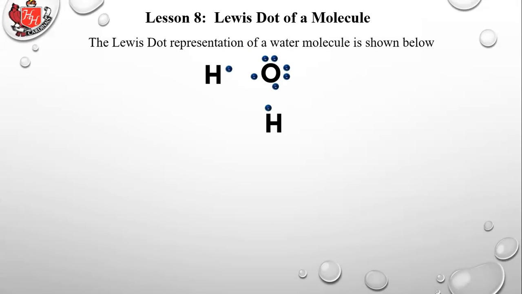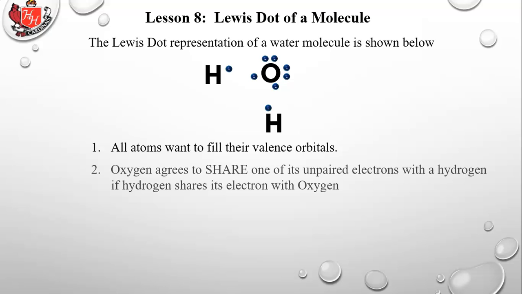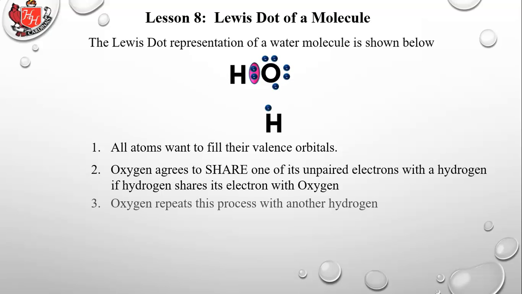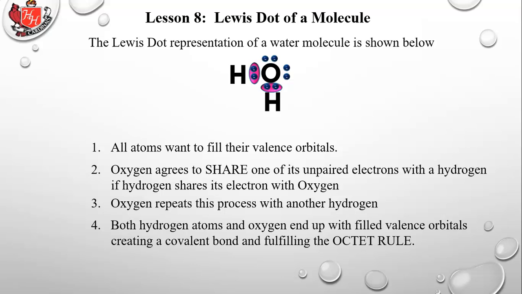The Lewis dot representation of a water molecule is shown below, so this is just a little repetition to emphasize it. All atoms want to fill their valence orbitals. Oxygen agrees to share one of its unpaired electrons with a hydrogen if hydrogen shares its electron with oxygen. So there it is. Oxygen repeats this process with another hydrogen. So there it is. Both hydrogen atoms and the oxygen end up with filled valence orbitals, creating a covalent bond and fulfilling the octet rule.